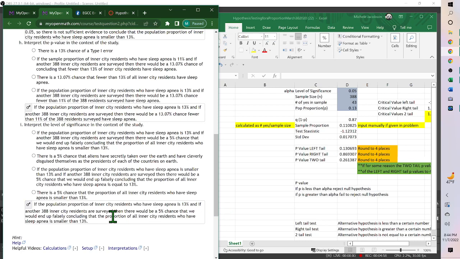And then this is saying, this is going from the alpha. There would be a 5% chance that we would end up falsely concluding that the proportion of inner city is smaller than 13%. So a 5% chance that we would be wrong.